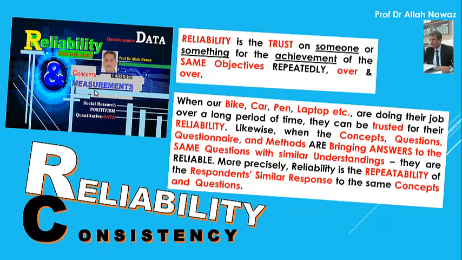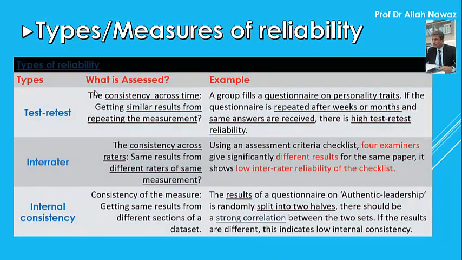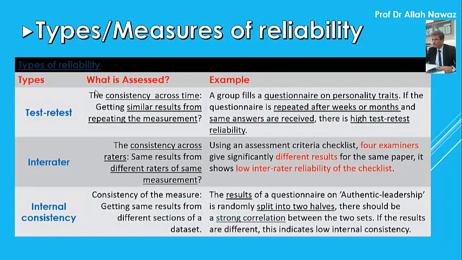So, repeatability or consistency is the second word to remember for what we mean by reliability of the measure or reliability of the concepts which are used to measure the numerical data. There are some types or measures of reliability. These are both types as well as measures in the sense that the researchers can use all of them or some of them as the measure of reliability for their data.